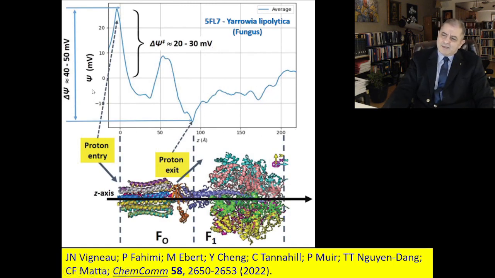But what we can see is that at the point where the proton enters, there is a big spike in the potential, a positive spike. In other words, it kind of acts like a potential barrier against the entry of the protons into the FO unit. And then there are some fluctuations here, and then when it exits, there is a definitive difference in potential between the entry and the exit.